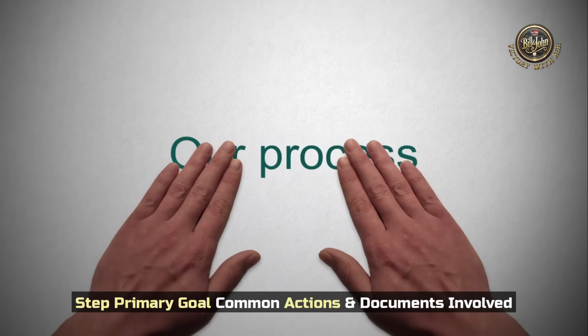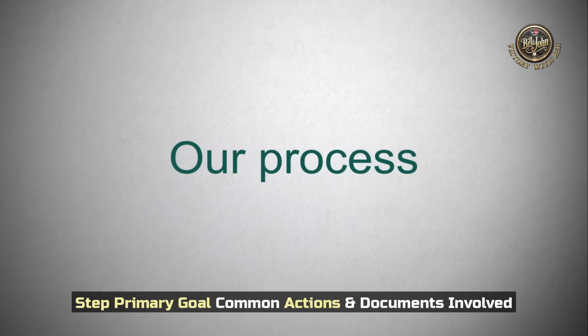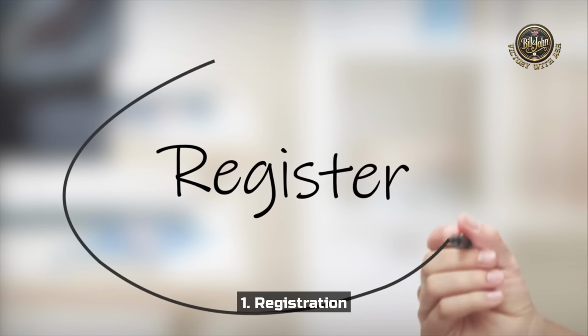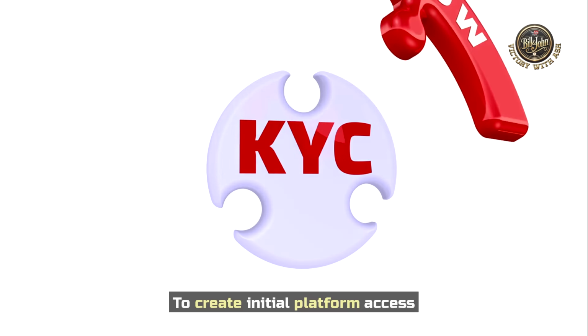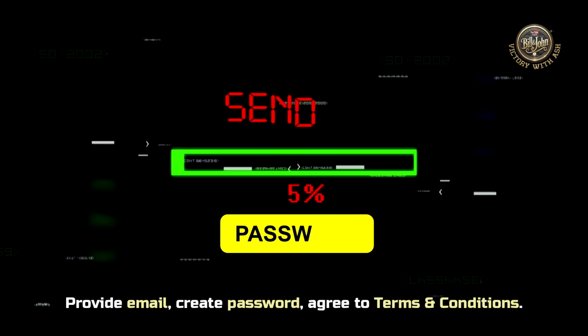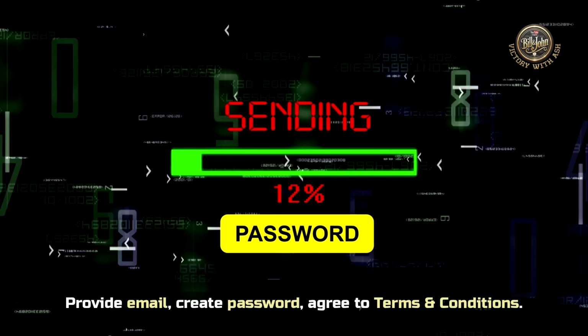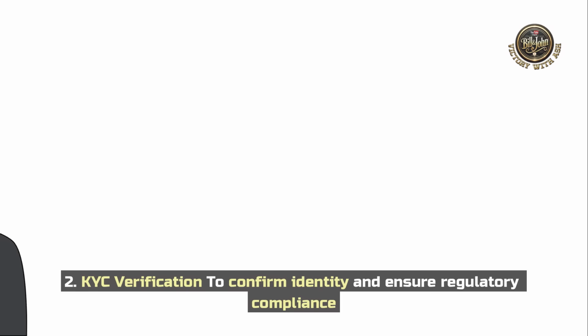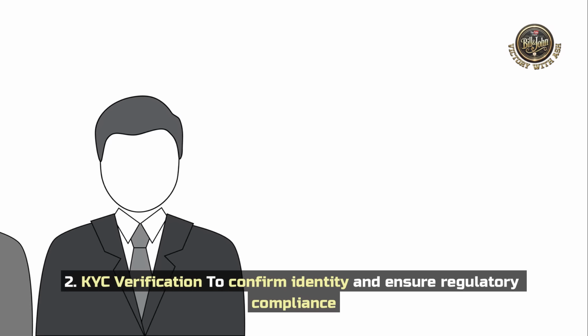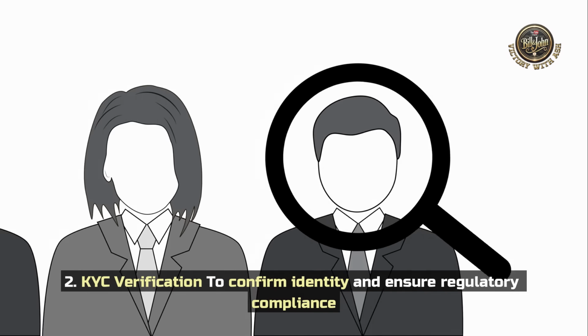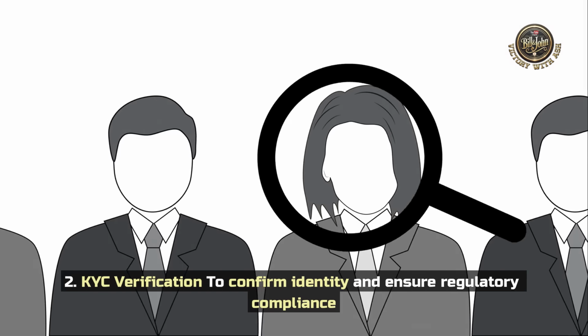Step, primary goal, common actions and documents involved. 1. Registration, to create initial platform access. Provide email, create password, agree to terms and conditions. 2. KYC verification, to confirm identity and ensure regulatory compliance.